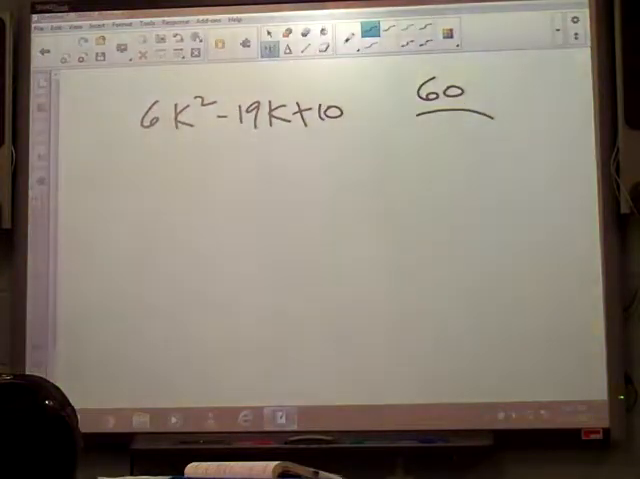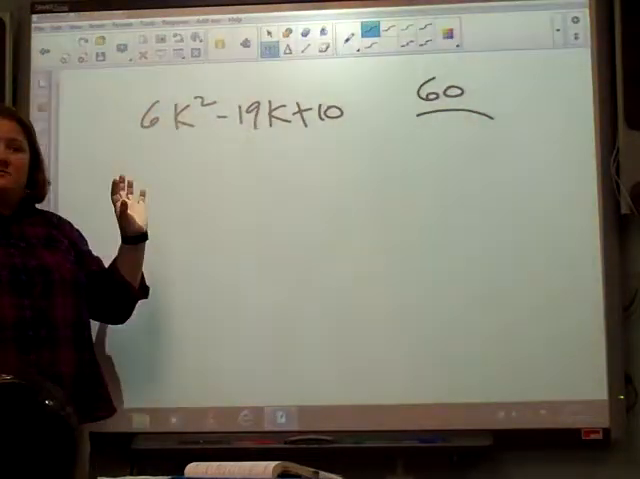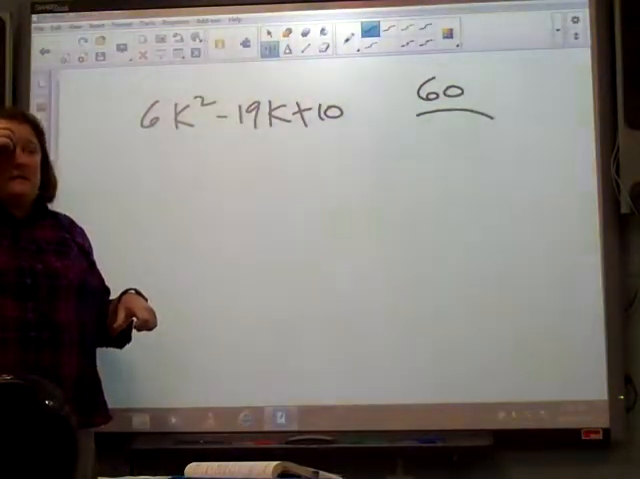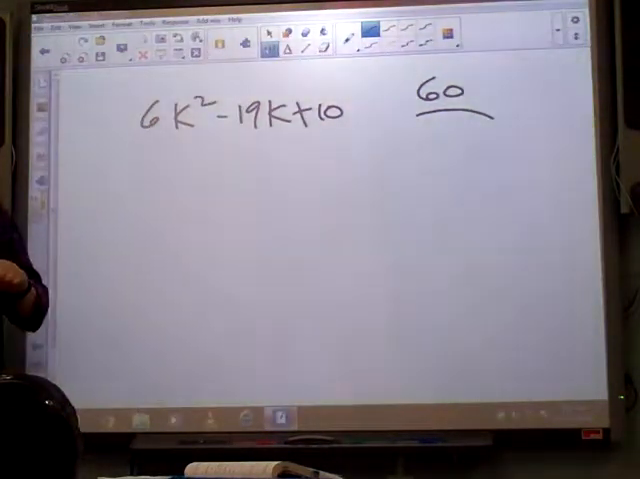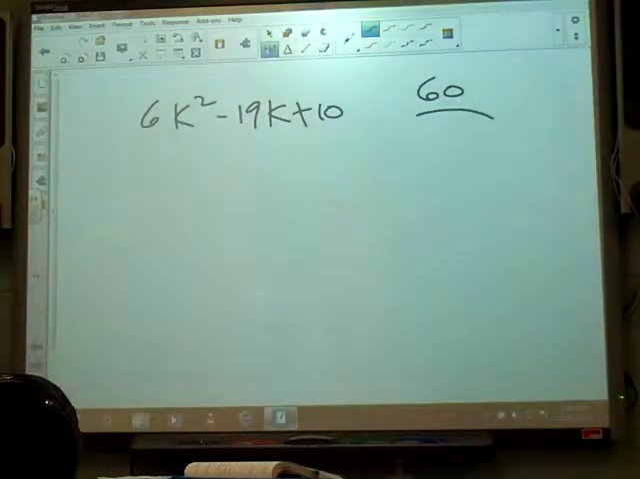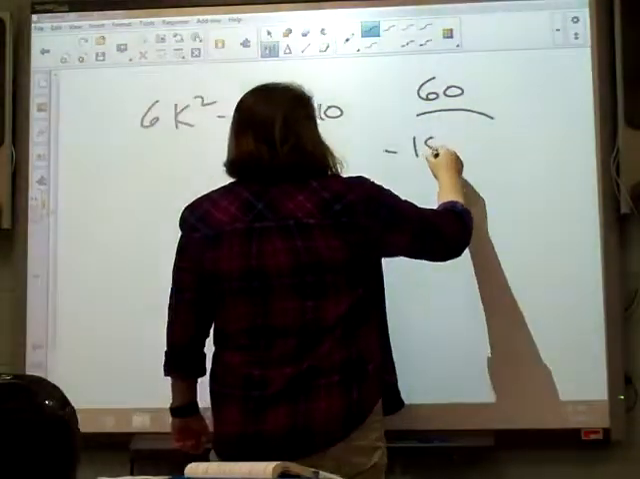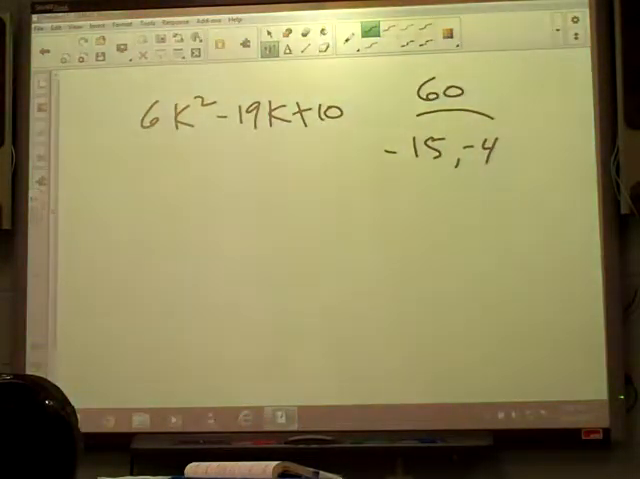Negative 5 and negative 12. Now that'd give me negative 17. You're close. She said negative 5, negative 12. She's in the ballpark. That's negative 17. Negative 15 and negative 4. How about that? Oh, there you go. Attaboy. Alright, negative 15 times negative 4 is a positive 60. Negative 15 plus negative 4 is a negative 19.